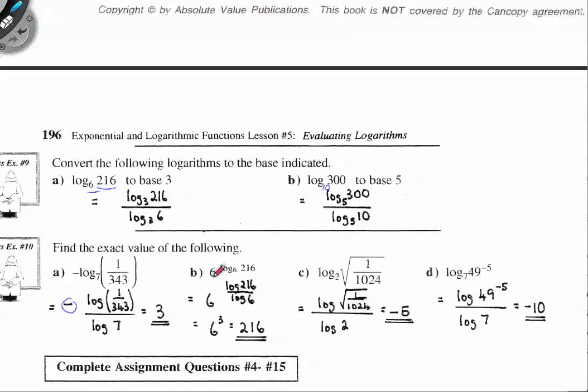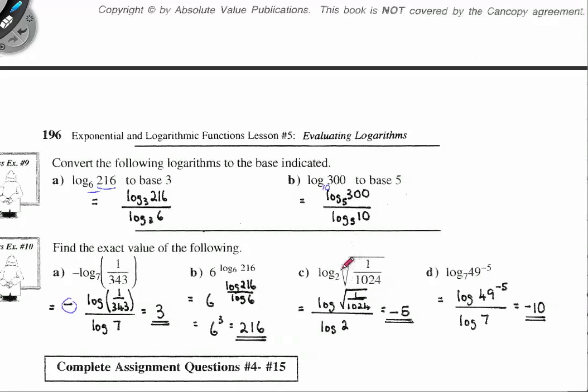Here we have 6 to the exponent. The exponent is a log. So let's evaluate the log, or rewrite it with base 10. It's going to be log 216 divided by log 6. The base is unspoken, that means it's 10. And when we do this calculation, this value is 3. So 6 to the 3, we get 216.